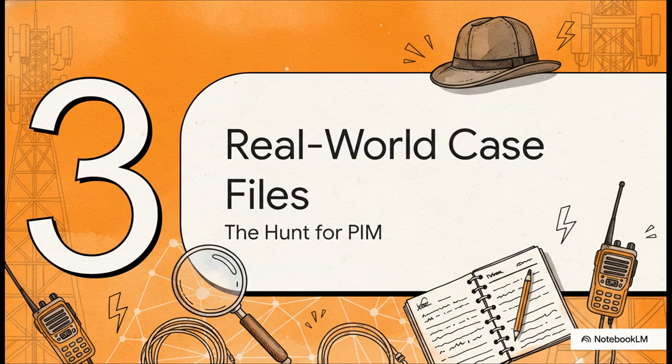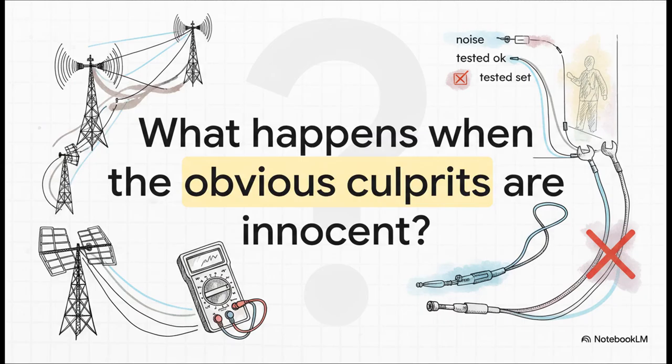Let's apply this method to some real-world situations, the kind of stuff you're actually going to run into out there. It's time to put on our detective hats. So picture this. It's a classic case. The network data is screaming PIM. That noise floor is through the roof. You roll up to the site, you connect your test gear, and nothing. The main antenna line tests clean, the jumpers are solid, the antenna itself is fine. So what gives? Where on earth is this PIM coming from?